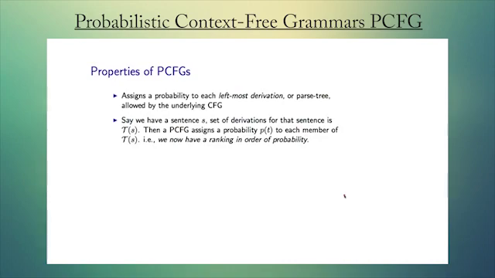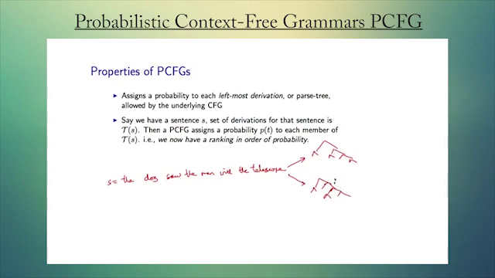Most crucially for our purposes, we have the following. Say I have a sentence S. So let's say, for example, it's "the dog saw the man with the telescope." So this is our sentence S. This sentence may have several different parse trees under the underlying context-free grammar. So let's say we have a couple of different parse trees, which I'll just sketch here under the CFG. And as we said, this is the ambiguity problem.